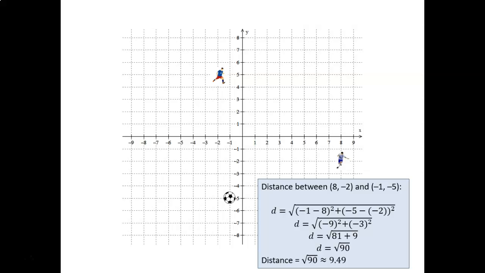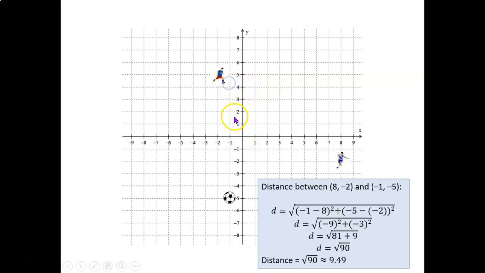Even without a calculator, I could have told you it was somewhere between 9 and 10. The square root of 90 is bigger than the square root of 81, which would just be 9 exactly, and it's smaller than the square root of 100, which would be 10. So somewhere in between, we've got the square root of 90, and my calculator tells me it's about 9.49. So this guy's about 9.49 squares away from the ball.